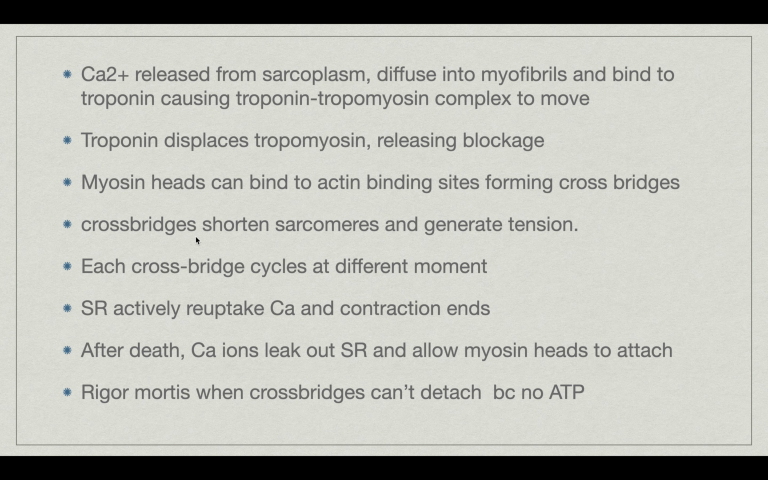The cross bridge will shorten the sarcomeres and generate tension. And then each cross bridge cycle occurs at different moments, so they're not all at the same time. So it allows the muscles to contract smoothly. And then the sarcoplasmic reticulum will actively reuptake calcium, and then contraction ends.